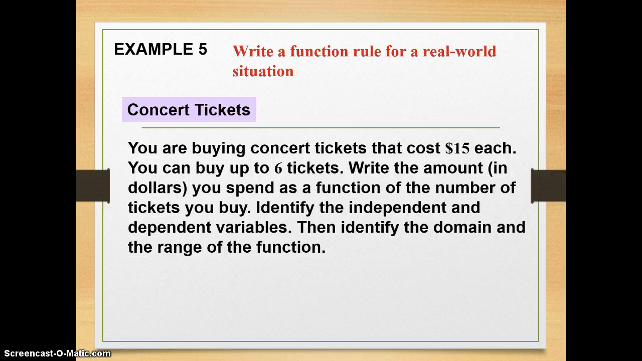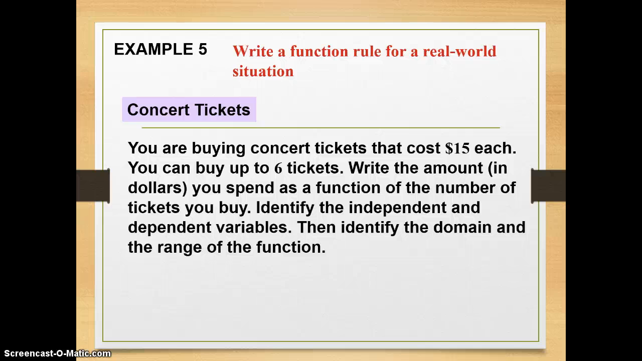Write a function for a real-world situation. Concert tickets. You are buying concert tickets that cost $15 each. You can buy up to 6 tickets. Write the amount in dollars you spend as a function of the number of tickets you buy. Identify the independent and dependent variables. Then identify the domain and range of the function.